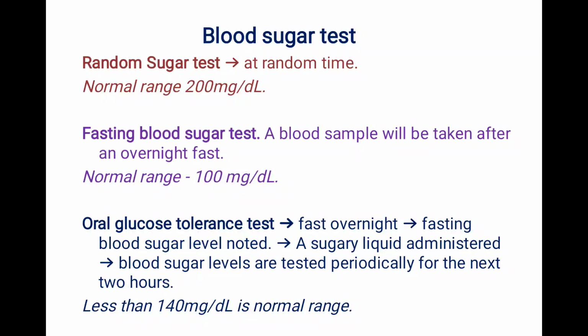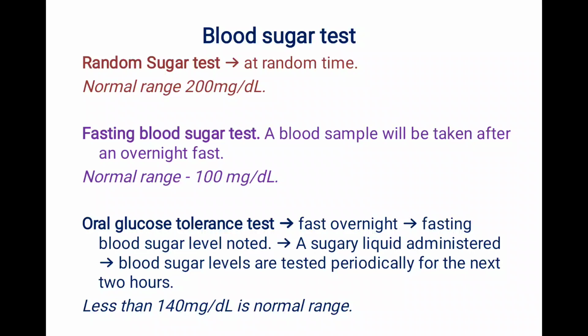The third test is the oral glucose tolerance test. In this test, the patient fasts overnight. The fasting blood sugar is noted, and then they administer a sugary liquid or juice. Then the blood sugar level is tested periodically for the next 2 hours. That test is called the oral glucose tolerance test. Here the normal range will be less than 140 mg per deciliter. So these are all the tests performed to detect the concentration of sugar in the blood.